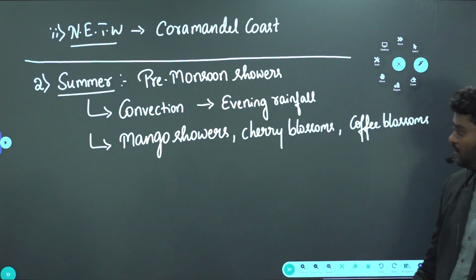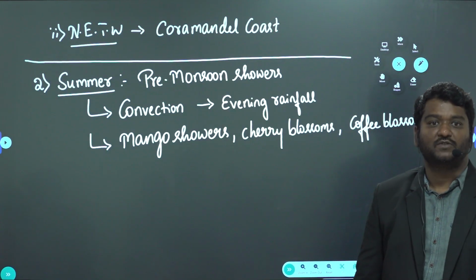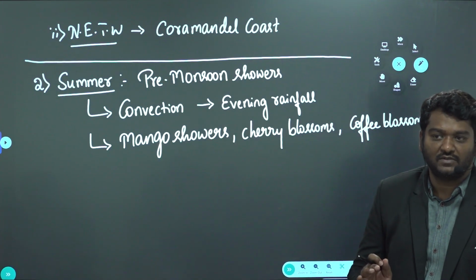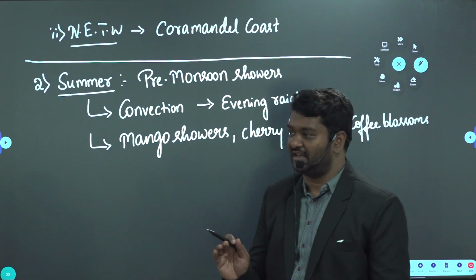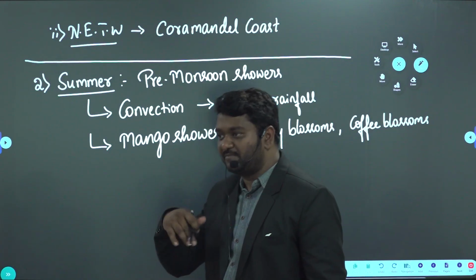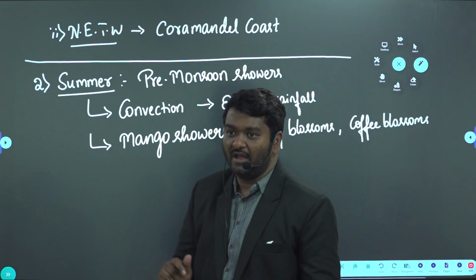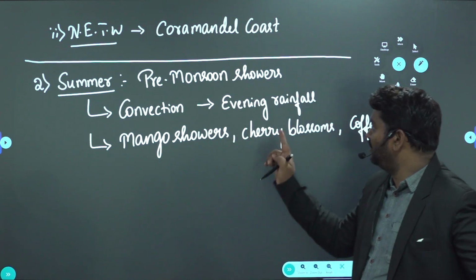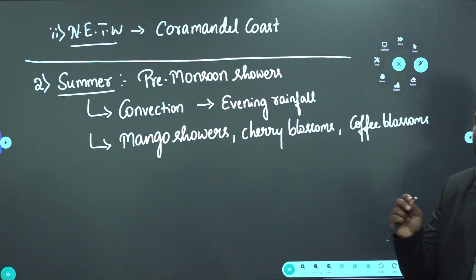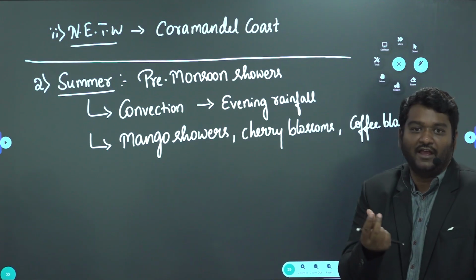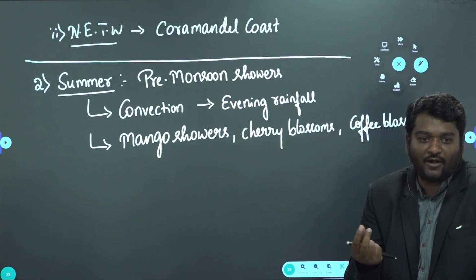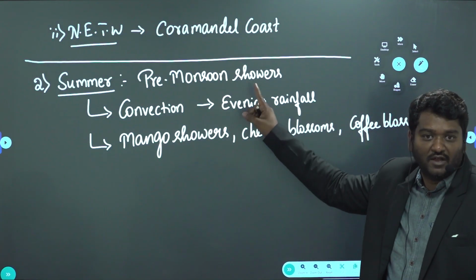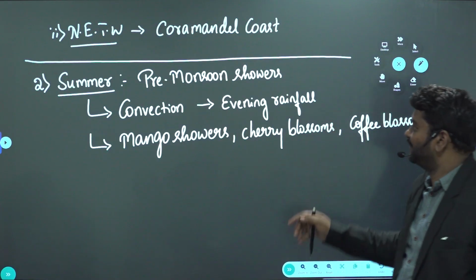Anywhere if you see the term convection, remember it will be associated with cumulonimbus clouds. If you have cumulonimbus clouds, you will have thunderstorms and lightning as well. Monsoon might not have thunderstorms and lightning, but pre-monsoon mandatorily will have thunderstorms and lightning. Recently in Hyderabad you might have seen hailstorms, right? All those are associated with which one? Pre-monsoon showers, cumulus and cumulonimbus clouds. Fine.